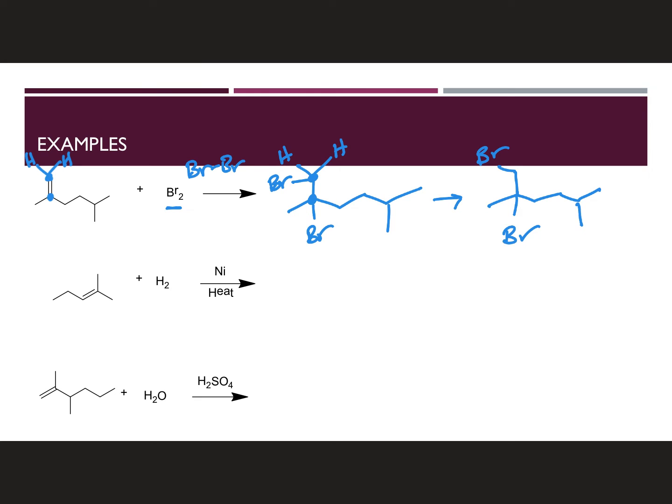Second one is a hydrogenation. I'm adding H2. Again, it's symmetrical. With hydrogenation, you really are essentially erasing the double bond. So this is what the product would look like, the alkane.